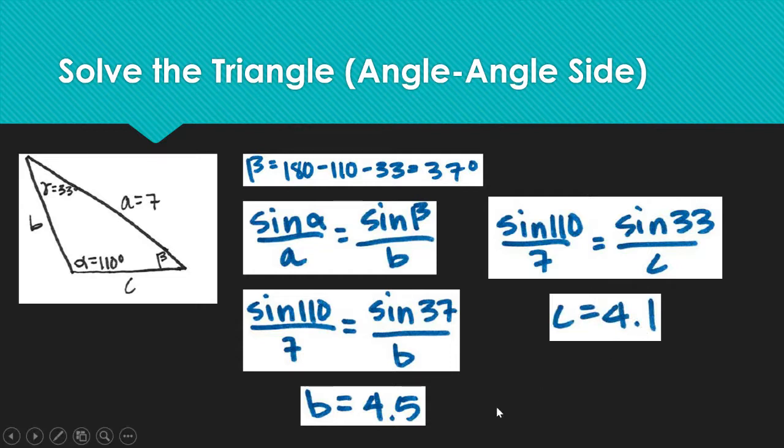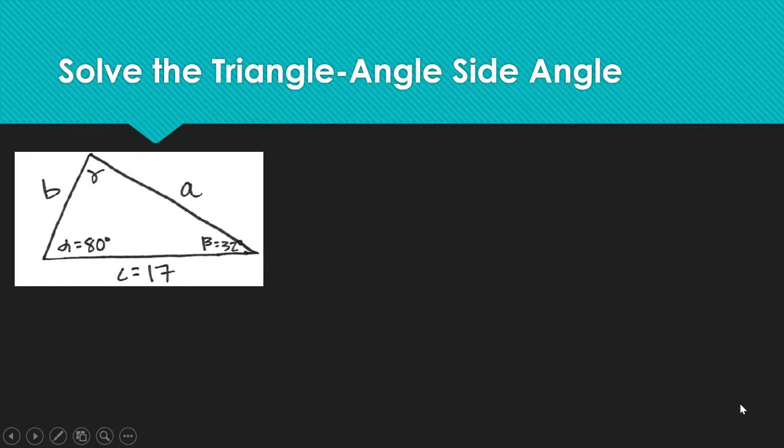And I can kind of double check myself. I say, okay, 110 is the biggest angle. Is 7 the biggest side? Yep. And then my smallest angle is 33. Is that my smallest side? Yes. So that's how the law of sines works.